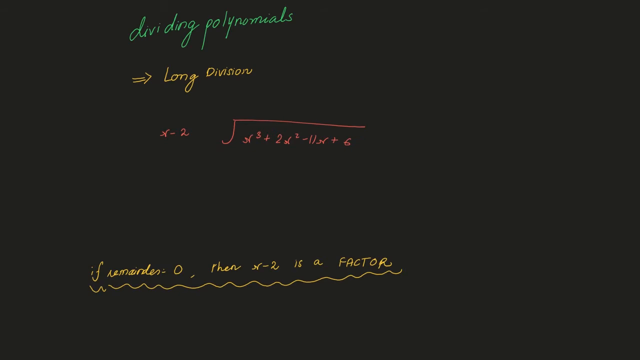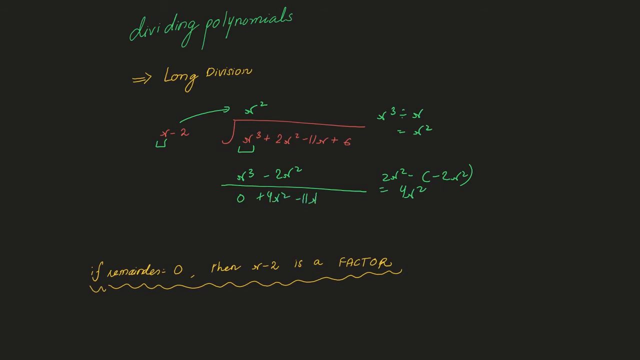Okay, so the next thing we're going to cover is dividing polynomials. For example, you have this polynomial, x cubed plus 2x squared minus 11x plus 6, and we have to divide this by x minus 2. For this we're going to use a method known as long division. Here the leading term is x cubed, and here it is x. If we divide x cubed by x, we get x squared. Multiplying this by x squared, we get x cubed minus 2x squared. The x cubed cancels to 0, and 2x squared minus (minus 2x squared) gives you 4x squared.